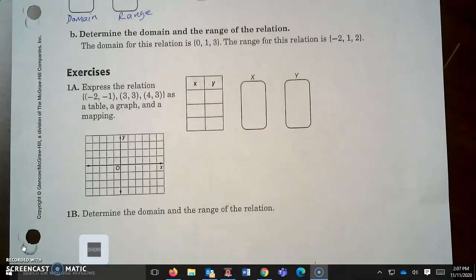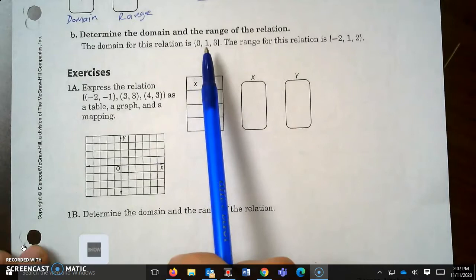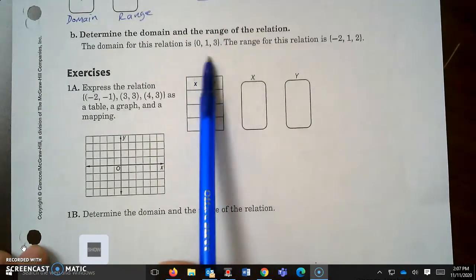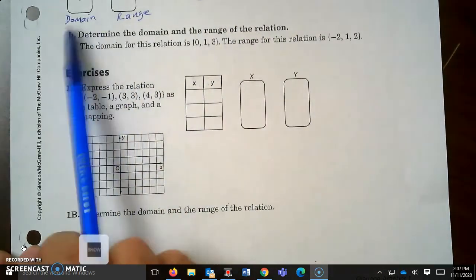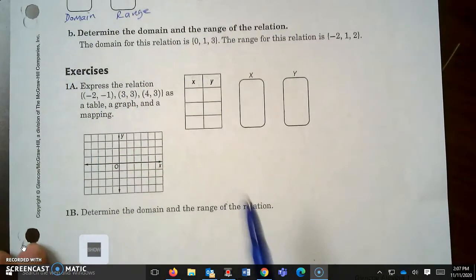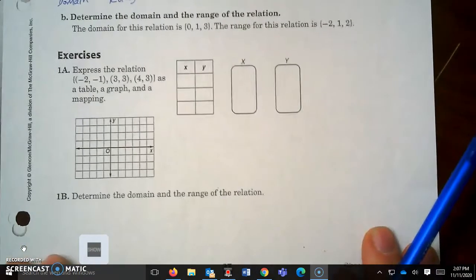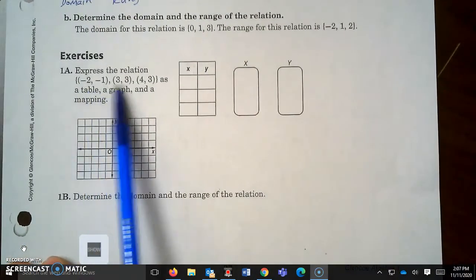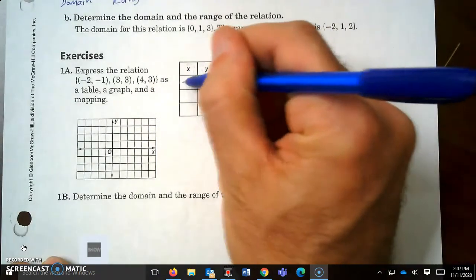So anyway, here's what we're going to have to do. You are given, oh, wait. So, yeah. They answered that for us. Domain and range, like I showed you there. So just, again, right underneath it. That B is part of that problem. So you are going to have to express a relation different ways. So there are the ordered pairs. So for the table, you just copy the ordered pairs in.